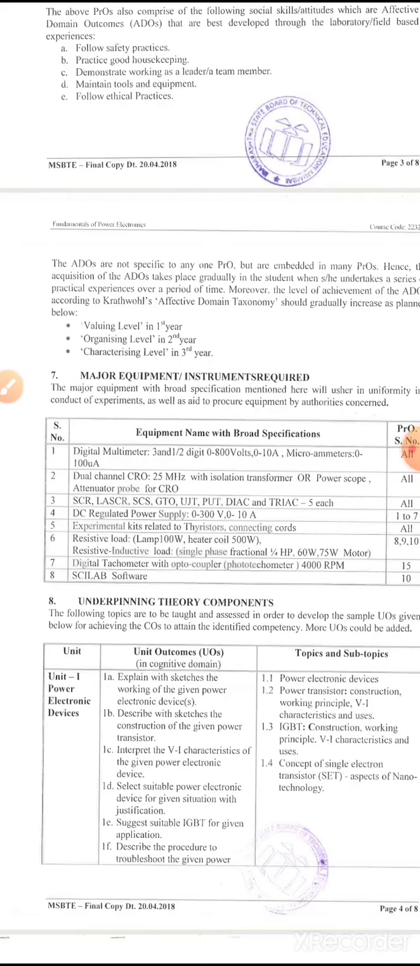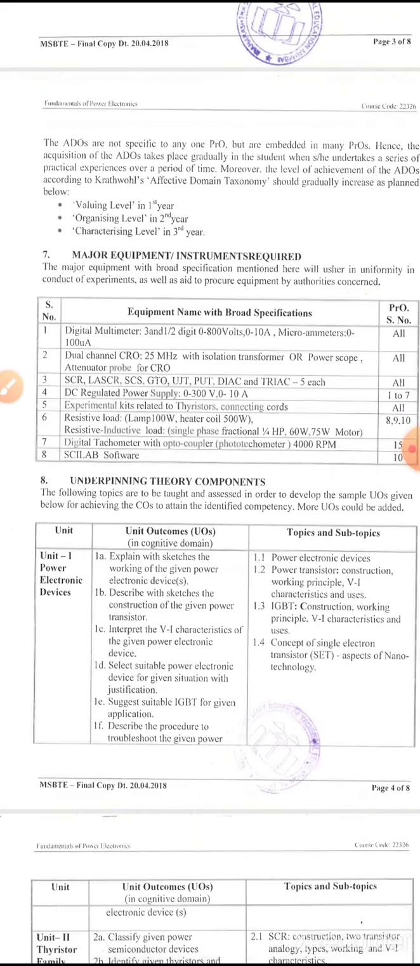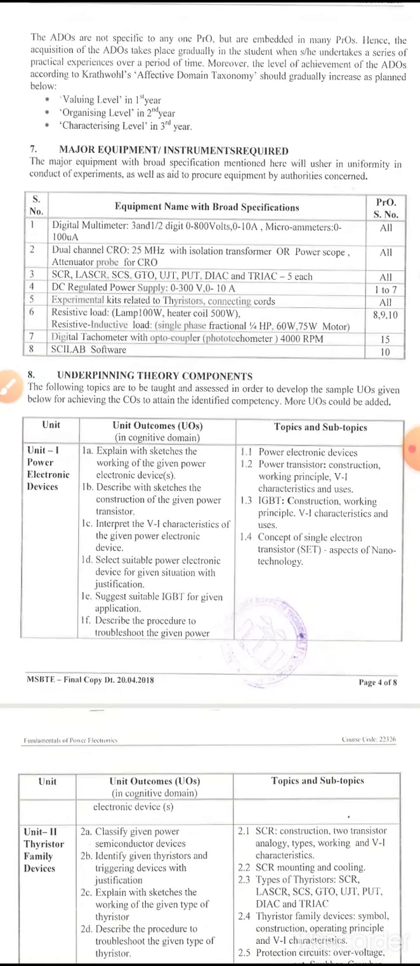Now moving towards the theory content, the first unit is power electronic devices. In the power electronic devices, we will see why they are called power electronic devices. There are many electronic devices, but why are the particular devices called power electronic devices? Some of them are the power transistor, then the IGBTs, then the single electron transistor. Also we will see the aspect of nanotechnology here.